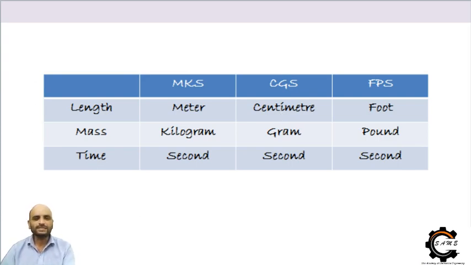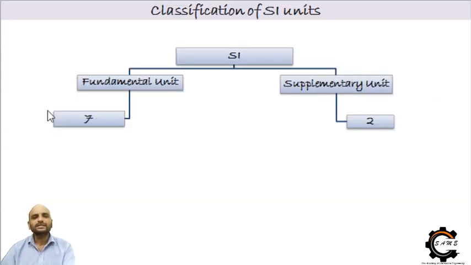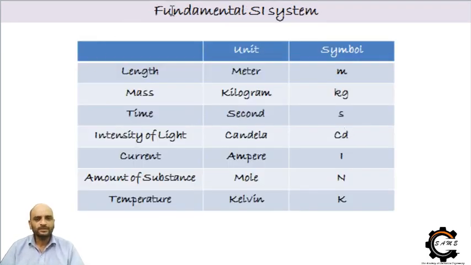That's why one standard unit system is defined, which is called SI units. That is the international units, the international standards. According to SI units, there are fundamental units and supplementary units. There are 7 fundamental units and 2 supplementary units. I need not explain more, because the slide itself clarifies many things. Even looking at your slides, you can easily understand everything.